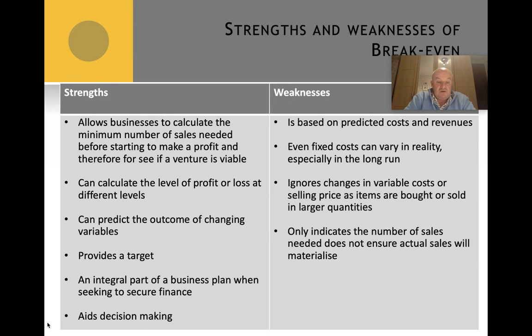The other thing that you can do is look at the levels of profit or loss that you're going to achieve at different levels of output. You might even be able to predict the outcomes of changing certain variables. Once you've got your break-even chart in place, you could say, well, if we increased our price, that would reduce our break-even number of units by whatever. So you can give what-if scenarios. You can use it to provide targets for your staff. You can use it as part of your business planning if you're seeking to secure finance, and it clearly helps to aid decision making.